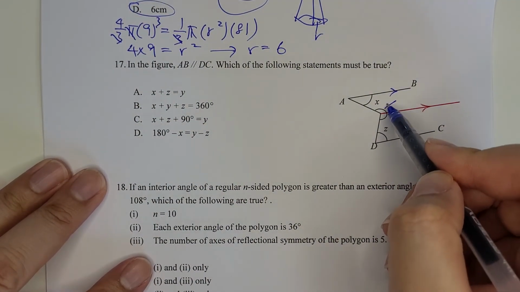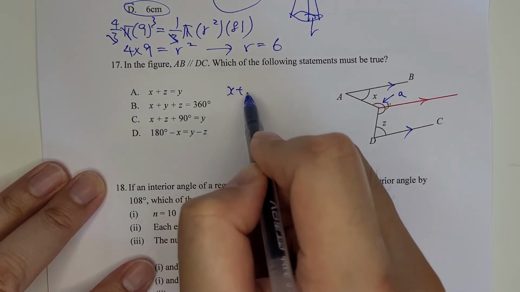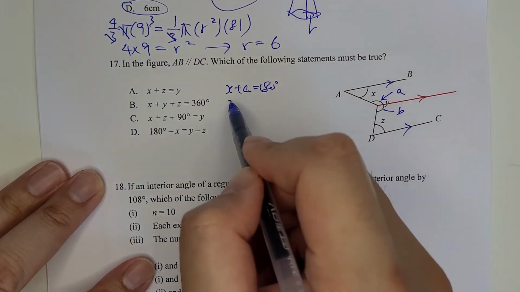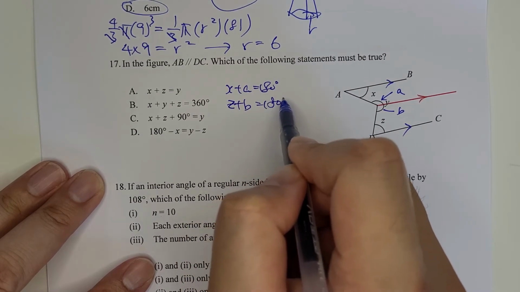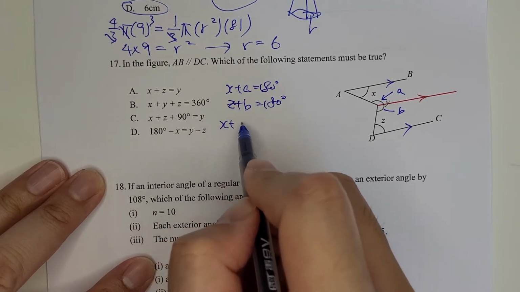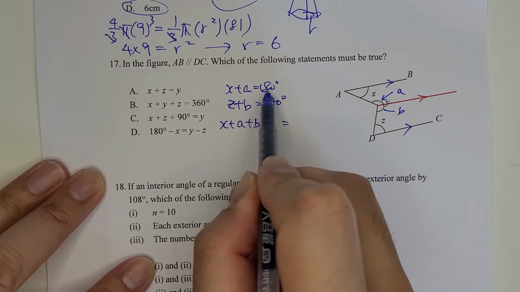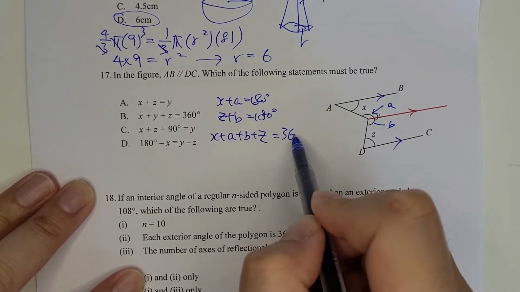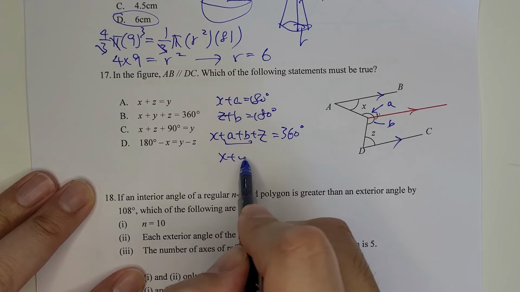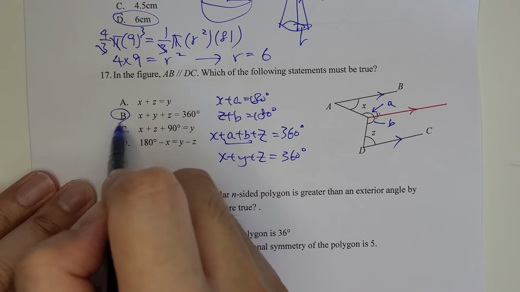So this one, x plus a equals 180 degrees. There's an interior angles, and then z plus b equals 180 degrees. So you add these two equations together. x plus a plus b plus z equals 180 degrees plus 180 degrees. That's 360 degrees. But what is a plus b? y. So x plus y plus z equals 360 degrees. And the answer is B. B for boy.